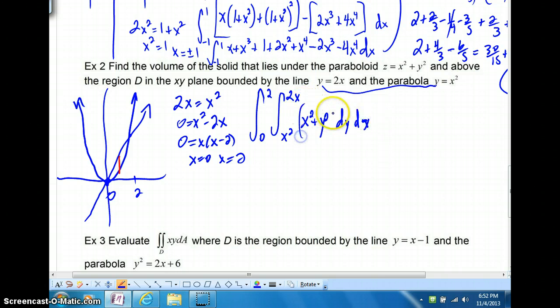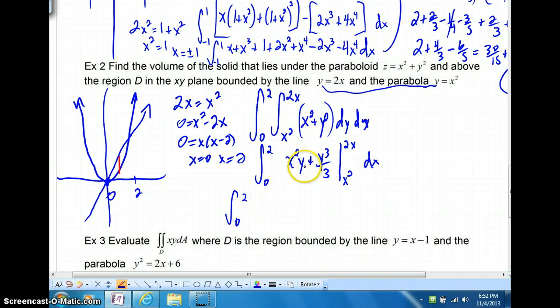Well, let's do this real quickly. Antiderivative with respect to y. This will become x squared y plus y to the third over 3. You can always double check if you're right by doing a real quick derivative. Well, right now let's use that fundamental theorem, plug in our 2x, and as we do we'll have x squared times 2x. You can just put that all together right now. That's going to be a 2x to the third. 2x cubed is going to be 8x cubed. So that's 8x cubed all over 3.